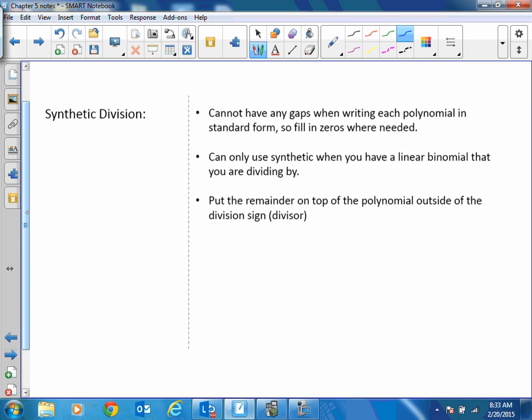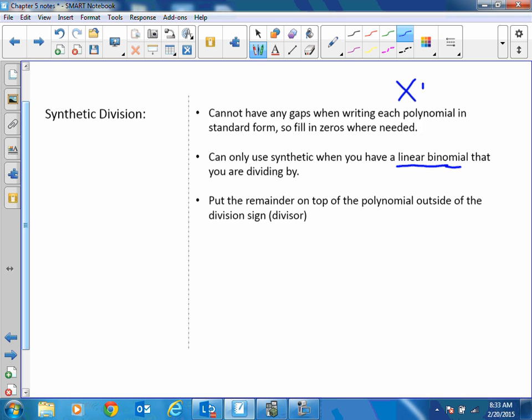But the easier way is synthetic division, okay? Synthetic division is what we did the other day with synthetic substitution, pretty much the same thing. It's a lot easier. The only thing that hurts with synthetic division is you can't always use it. It has to be a linear binomial. By linear, I mean x to the first power, and binomial, I mean 2 terms.